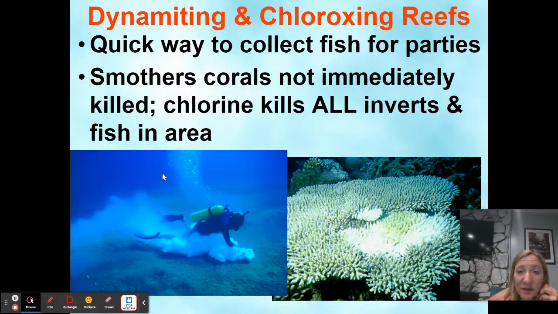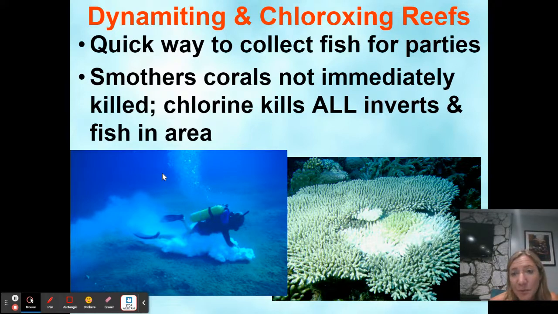Believe it or not, dynamite and Clorox are used to quickly collect fish. It literally smothers the corals, which obviously, I mean, it makes sense. You're using dynamite and Clorox. And so they sometimes don't immediately get killed, but the chlorine does kill invertebrates and fish in the area as well. So it's problematic for many species when they collect fish in this way.